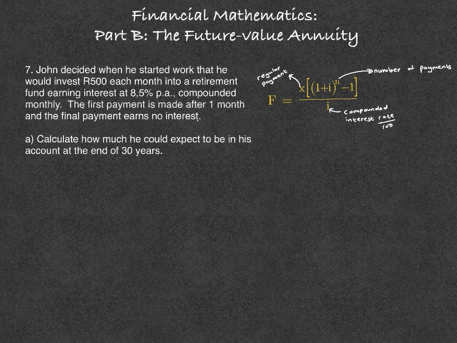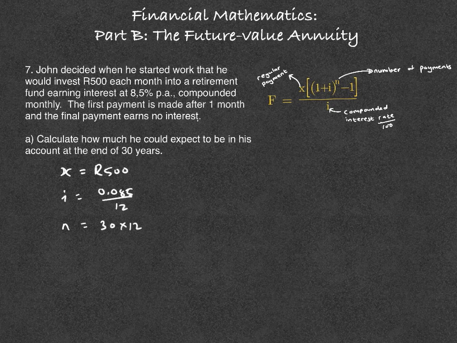Okay, so question 7. John invests 500 Rand each month, so x is equal to that regular payment of 500 Rand. And then the interest rate is 8.5% compounded monthly, so 0.085 over 12. n is equal to how many payments there are. It's 30 years, so 30 times 12.